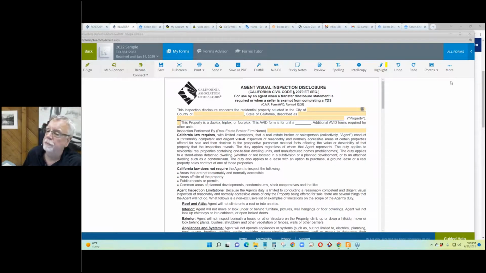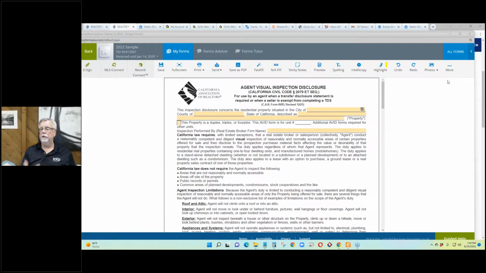Next week, I'm going to do a couple of these. I'm going to go through some of the other disclosures. For example, next week, I'm going to talk about local area disclosures. What are they? How do you find them? Why do you need them? What would you do with them? As well as some of the other disclosures that are required in a typical real estate transaction.